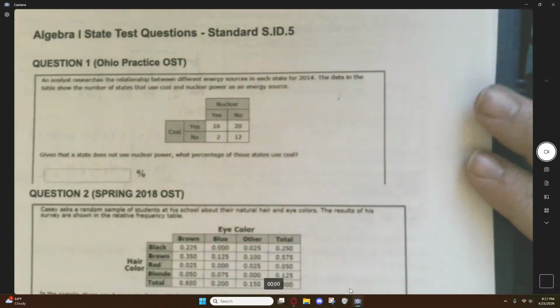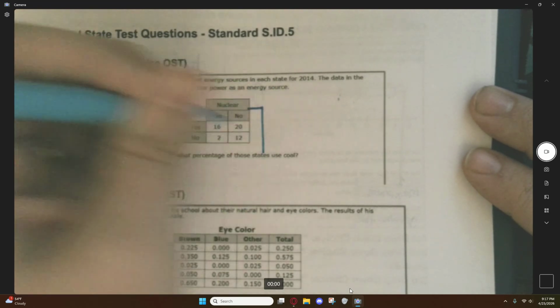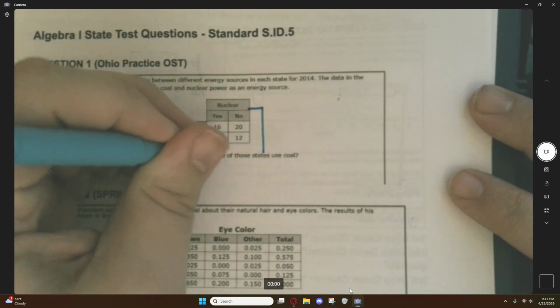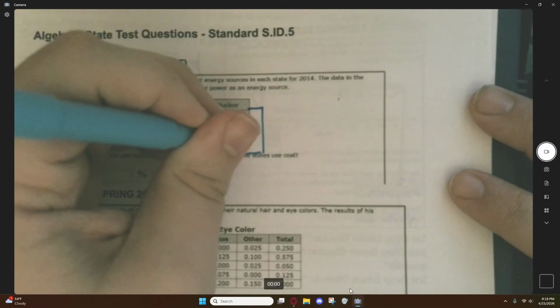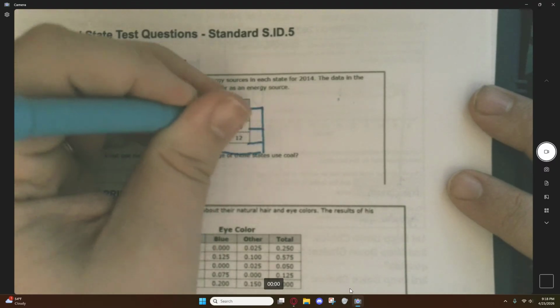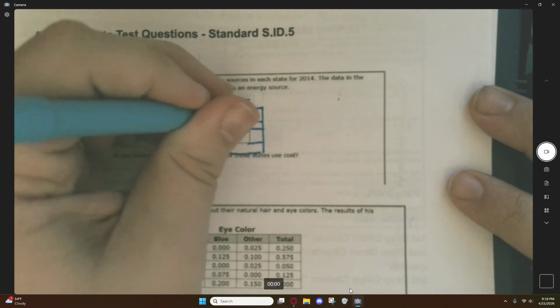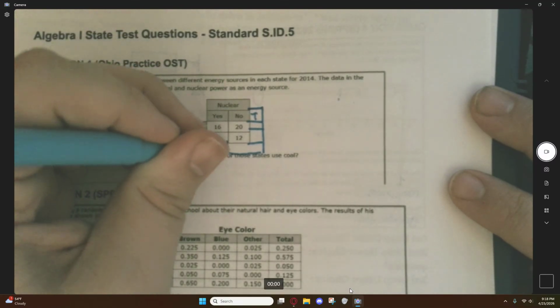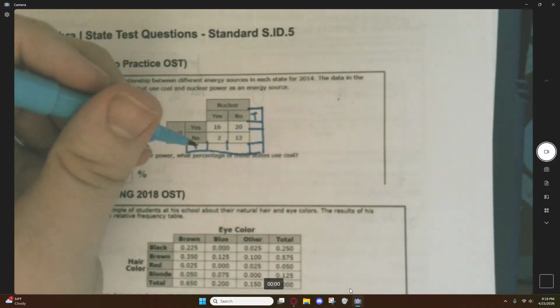So, when we talked about two-way tables, we talked about needing totals, and we do need totals here. Unfortunately, they don't provide us a total column or a total row, so we're going to have to construct our own total row. I'm going to put T. I'm going to have to figure out my own totals.